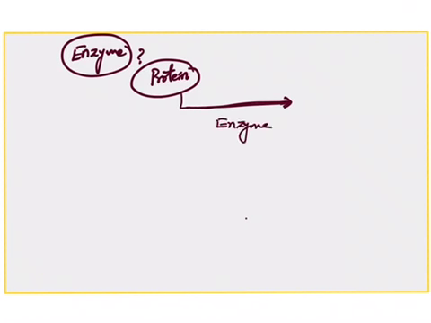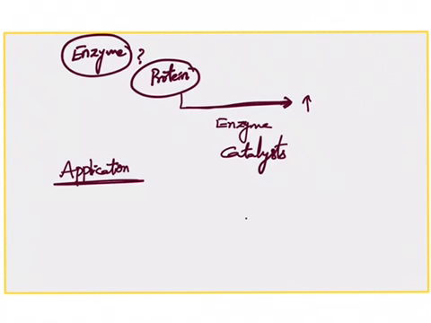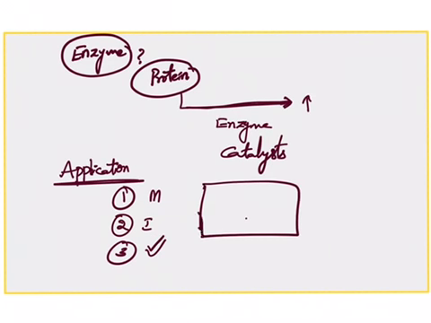An enzyme is the chemical agent that accelerates, that speeds up the chemical process. That's why these are called catalysts. Now, what are the applications of these enzymes? Enzymes are chemical catalysts. These are used in different fields, including medicine, industries, and all other areas where a chemical reaction is necessary.